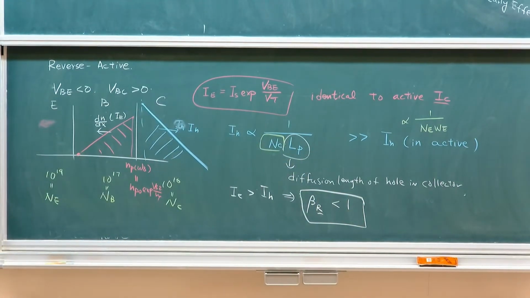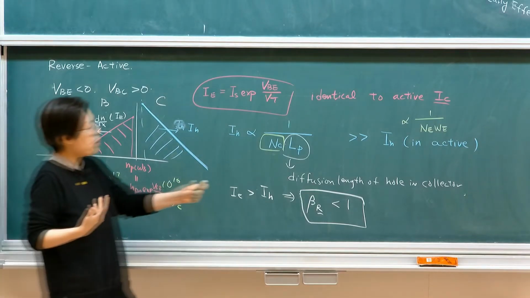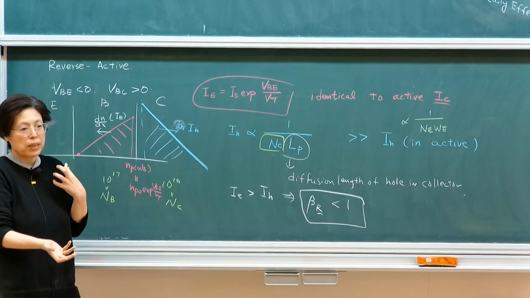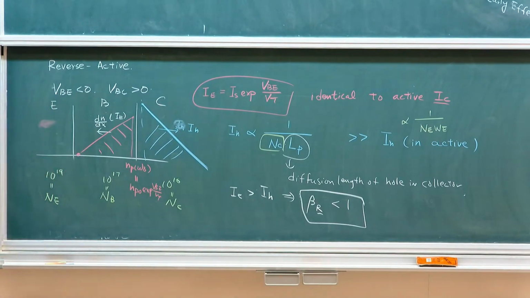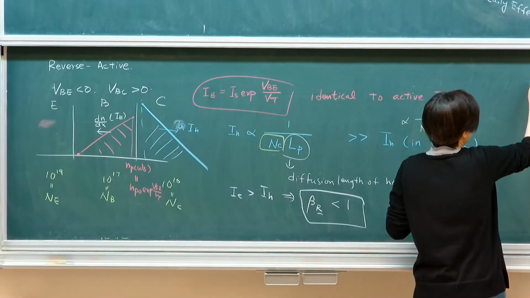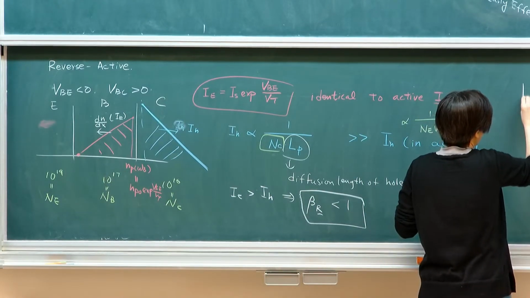This is actually what we don't want, because, as I said, current gain is a gain. You're not getting anything. You're getting less than 1, meaning that whatever you put in is larger than whatever is being taken out. Okay, so if I'm operating in reverse active like this, I can still operate in reverse active.